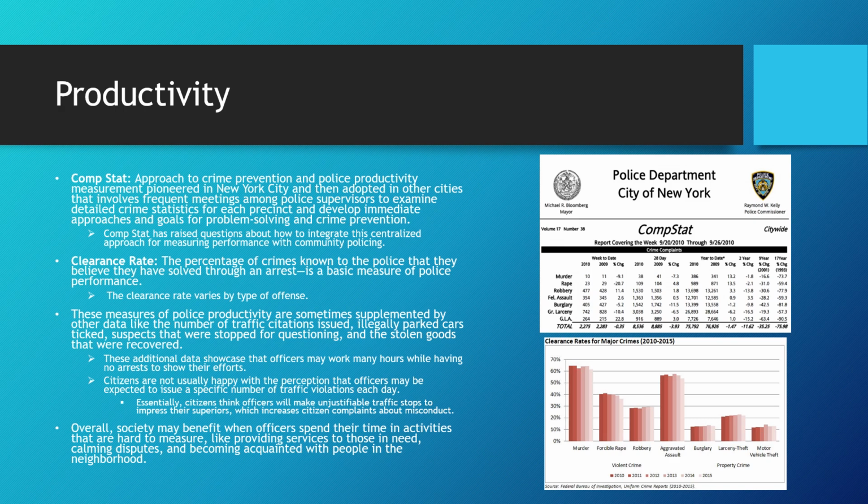Citizens are not usually happy with the perception that officers may be expected to issue a specific number of traffic violations each day. Essentially, citizens think officers will make unjustifiable traffic stops to impress their superiors, which increases citizen complaints about misconduct. Overall, society may benefit when officers spend their time in activities that are hard to measure, like providing services to those in need, calming disputes, and becoming acquainted with people in the neighborhood.